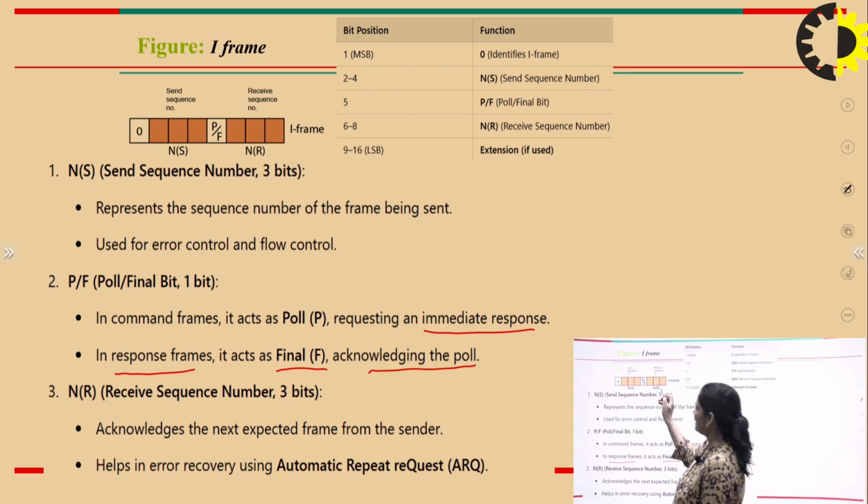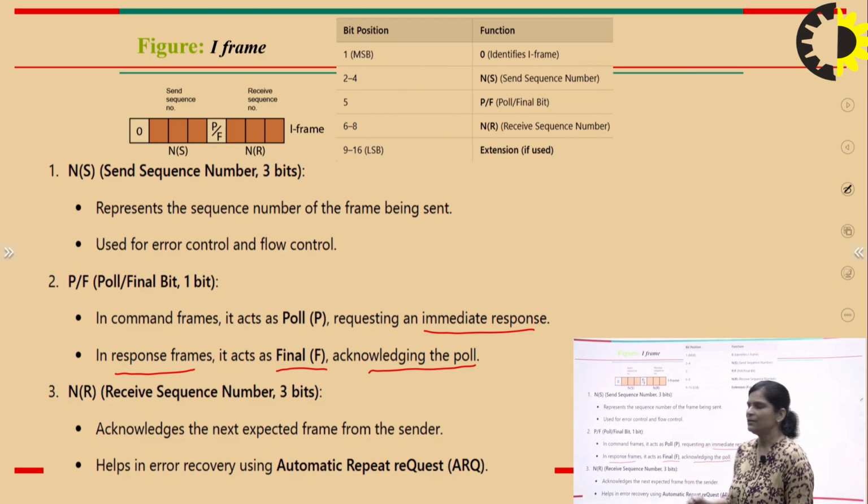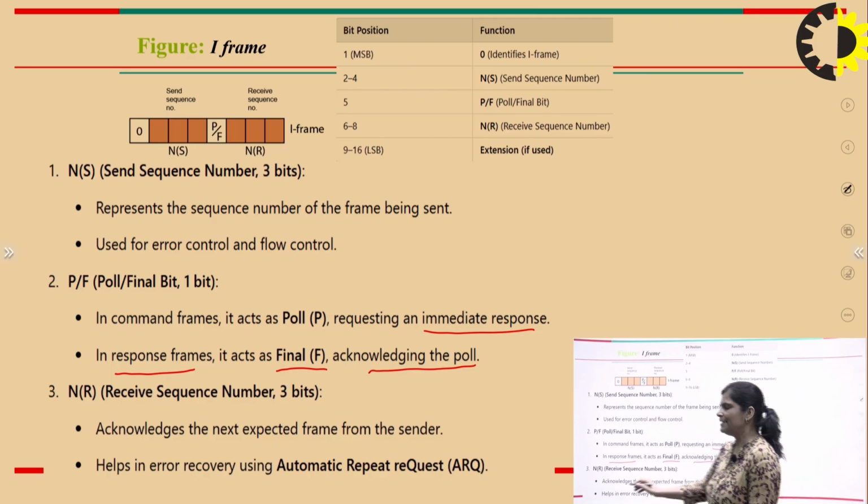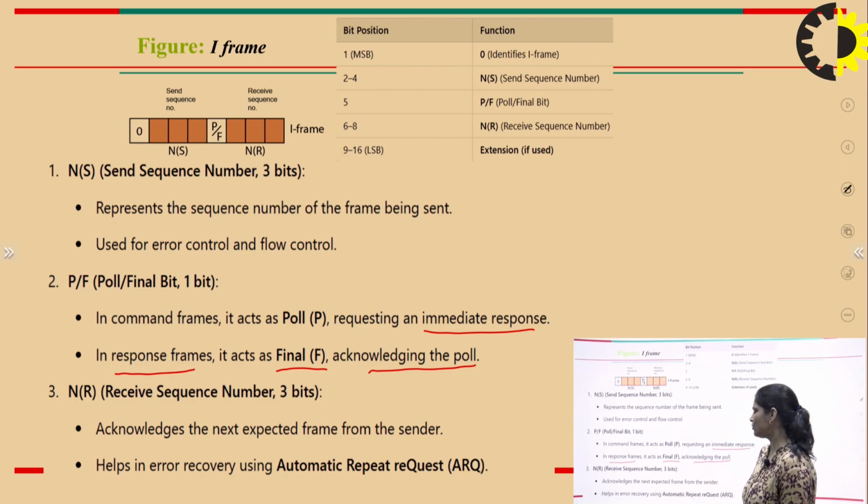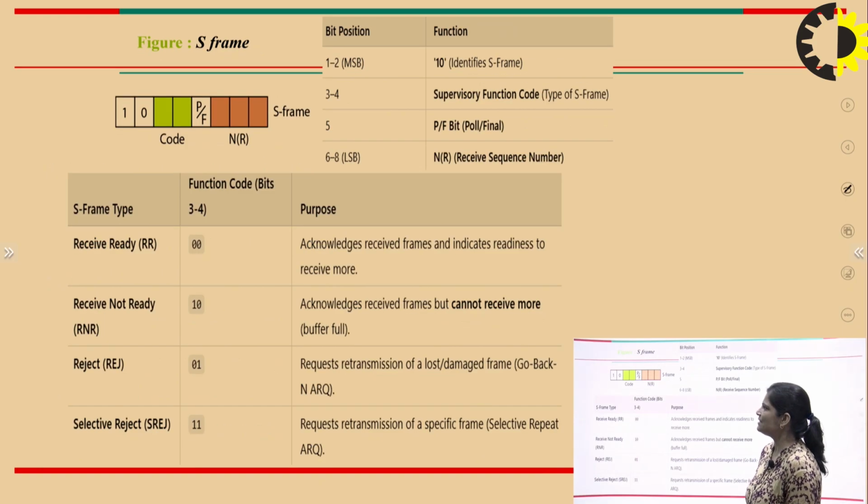Now the NR field means receive sequence number. This consumes 3 bits and acknowledges the next expected frame from the sender, and it helps in error recovery using automatic repeat request. Now you can see the bit positions: position 1, a 0, identifies the I frame. Positions 2 to 4 are NS, the send sequence number. Position 5 is the poll/final bit, and 6 to 8 is the receive sequence number. Bits 9 to 16 are the extension, if used. Next we will discuss the S frame.